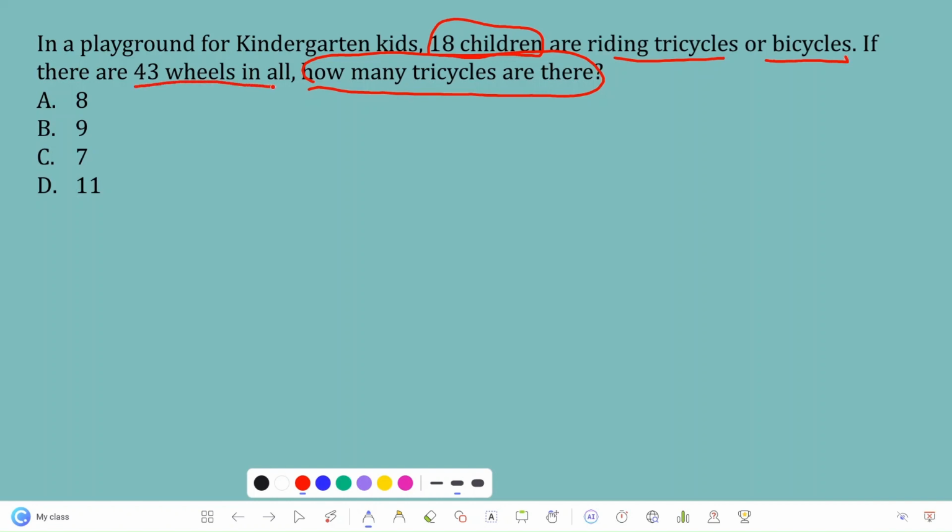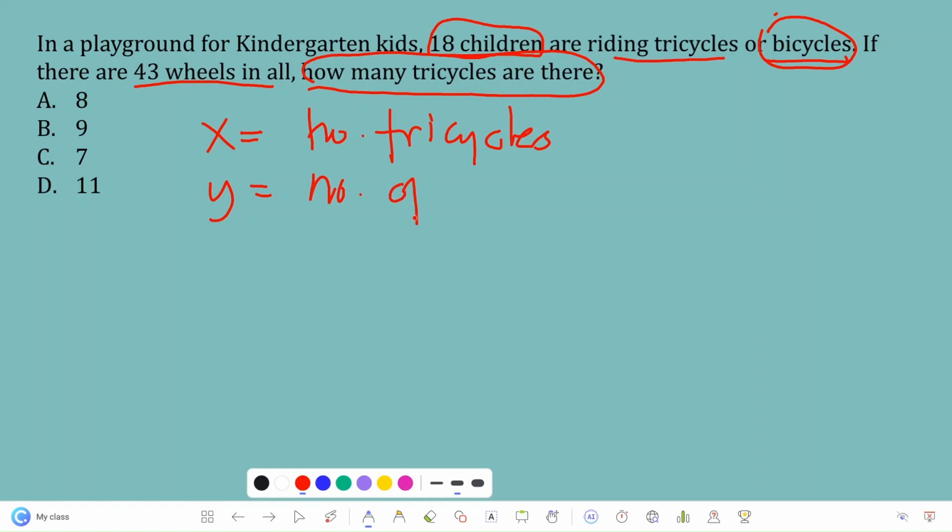Ngayon, na-highlight mo na, ang hinahanap niya ay ang number of tricycles, pero hindi mo alam kung ilan ang number ng tricycles. So, pwede mo nang sabihin na x is equal to the number of tricycles. Tapos, may isa ka pang variable dito, na isa ka pang given dito na kailangan i-represent mo also into our variable. So, y is equal to the number of bicycles.